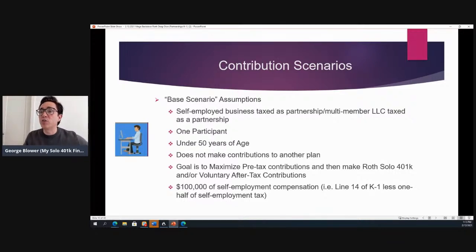So we're talking about just a one participant scenario, under 50 years of age, who does not make contributions to another plan. They first want to maximize their pre-tax contributions to reduce their taxable income. And then anything that's left over, they put into the Roth and/or voluntary after-tax bucket. And lastly, we're assuming that this individual has $100,000 of self-employment compensation. So they did that pre-calculation, line 14 of the K-1 less 1/2 of self-employment tax, and the product of that calculation was $100,000.